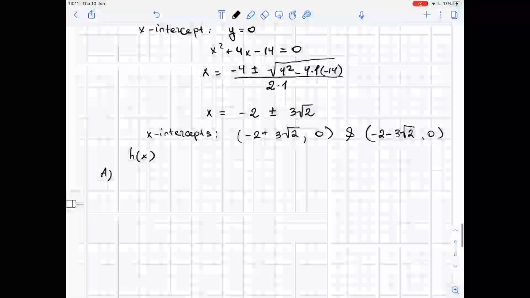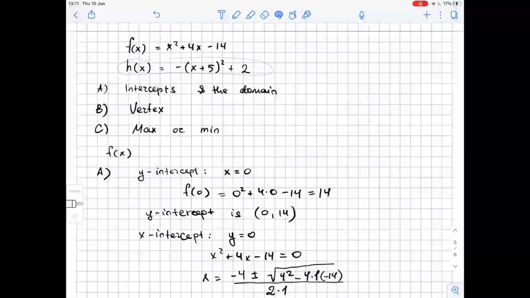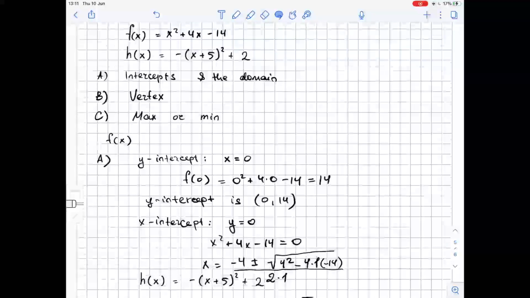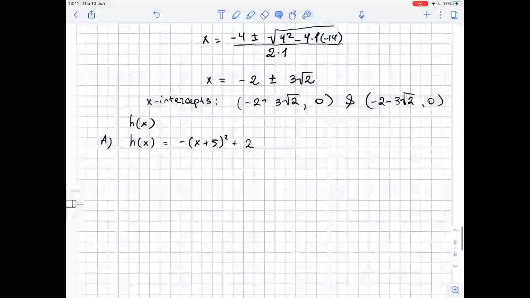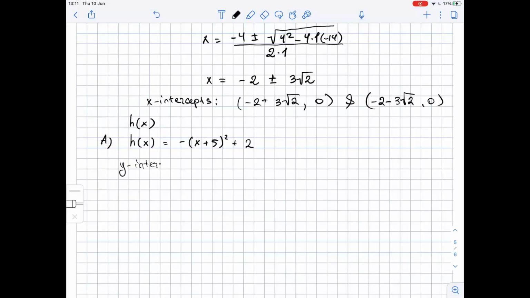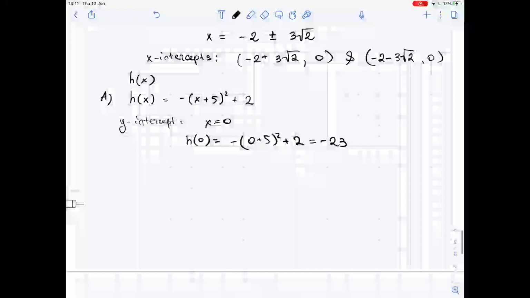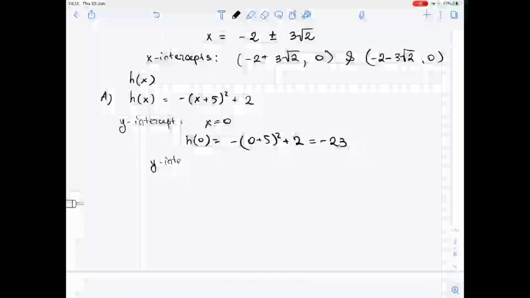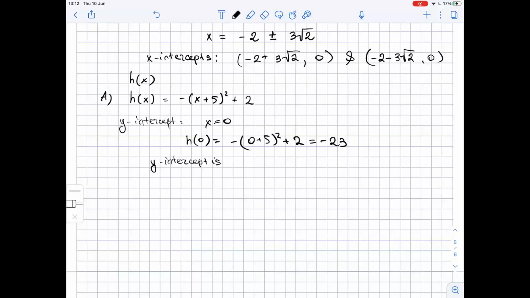So h of x, part A. Again, I'll just copy paste the function so we can see it. So to find the y-intercept, we let x be 0. That means that h of 0 equals negative 0 plus 5 squared plus 2. 0 plus 5 is 5. 5 squared is 25. So we get negative 25 plus 2, which is negative 23. So the y-intercept is 0, negative 23.